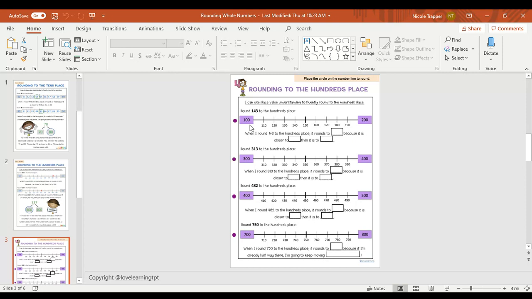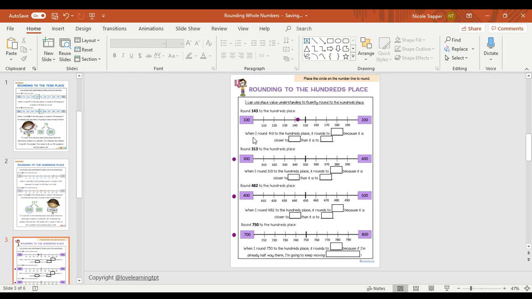When I round, I have to decide if it's going to stay the same or I'm going to round up to the next 100. To figure out the next 100, I could count by hundreds by saying 100, then 200. So my other boundary is 200. Next, I'm going to use this purple dot over here and place it on the number line where the number 143 would go. So I'm going to place it right here, pretty close to the 140, because 143 is closer to 140 than it is to 150.